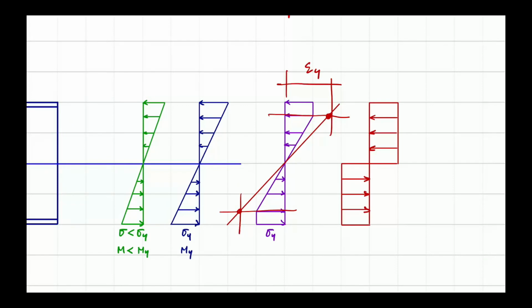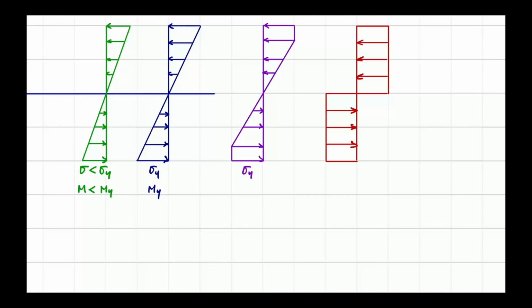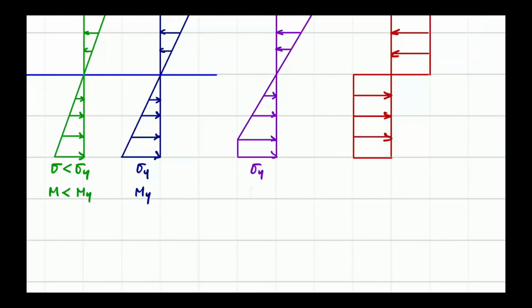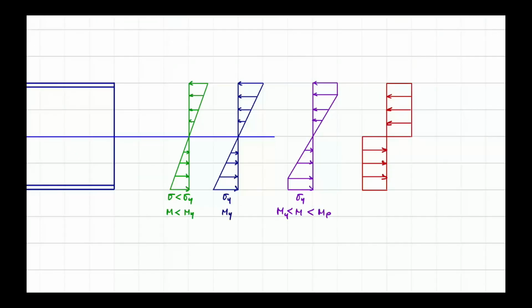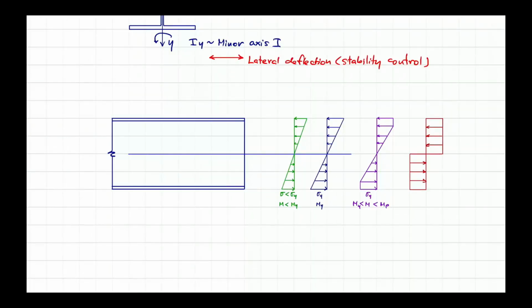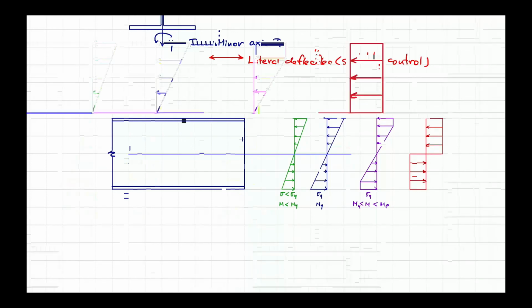Okay, I clean this up. I will not keep it. And the yielding spreads from the outermost layer to the inside. So this M is greater than My but less than Mp. Basically, the My and Mp are not that far. We actually can do something with it, or can find it out.